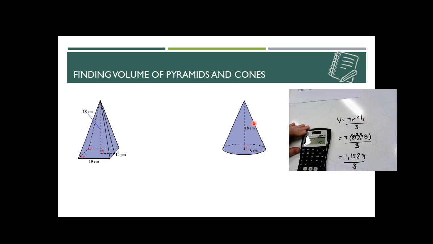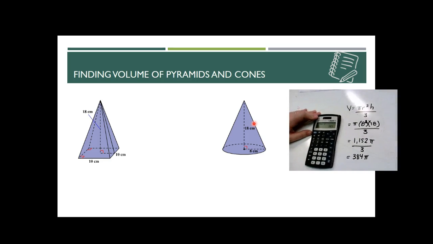Now, if the directions asked me to leave it as an exact value, I'd leave it as 384 pi. If they asked me to round it, I would round it to whatever number of places that they wanted, and I would get an answer of roughly 1,206.37. So I'm going to go ahead and round that to 1,206.4 to the nearest tenth. And then I would take that and put it into my units. Again, I'm dealing with centimeters, and they're cubed because we're talking about volume.